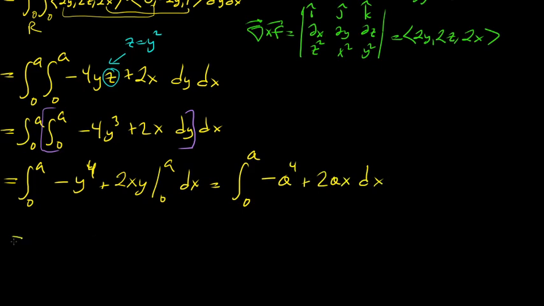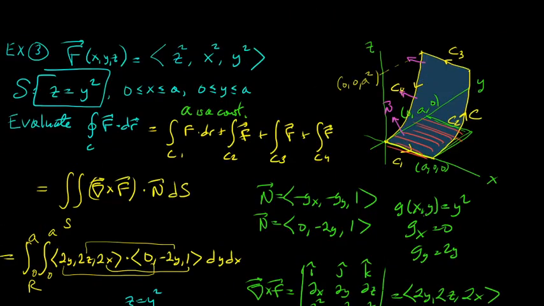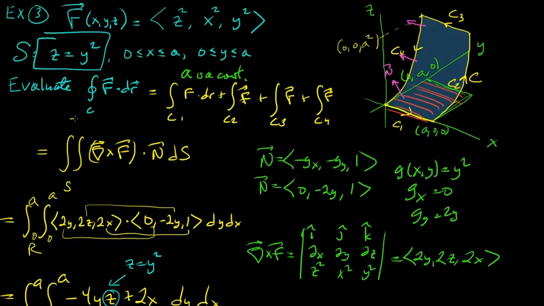Now we integrate with respect to x. So negative a to the fourth times x plus a times x squared, evaluated between 0 and a. So we're going to get negative a to the fourth times a plus a times a squared, and then minus 0. So negative a to the fifth plus a cubed, or a cubed minus a to the fifth. That's supposed to be a 5. That's a little better. So I think that's the answer. Yep, a cubed minus a to the fifth, right? So that's the value of the line integral by Stokes' theorem.